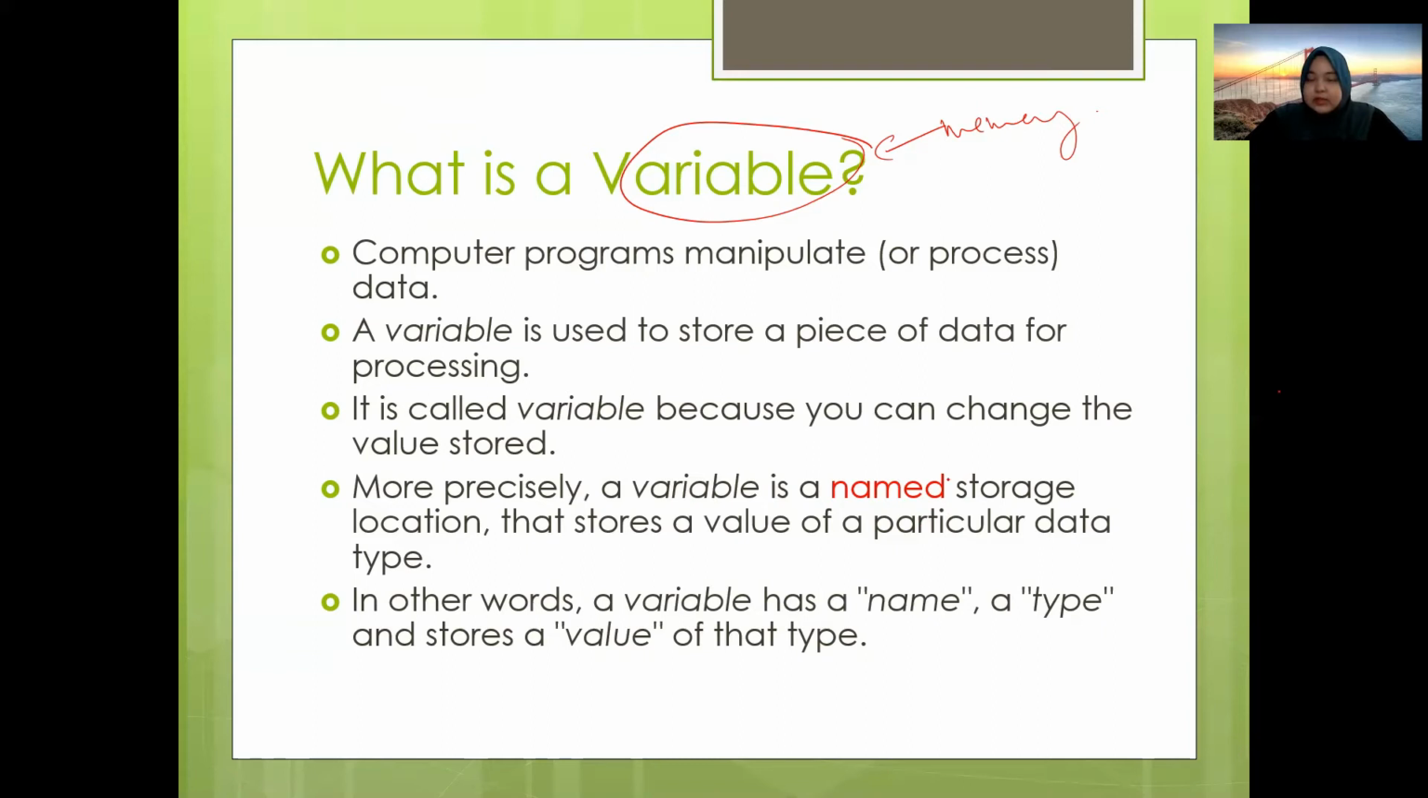More precisely, a variable is a named storage location that stores a value of a particular data type. Okay, data type ada berapa tadi saya ada terangkan chapter 1. Kita ada integer, kita ada double, kita ada float, kita ada char, character, lepas tu kita ada array of string. Tu dia. To data type. In other words, a variable has a name, a type and stores a value of that type. Okay, remember, variable is kotak, cell, it has a name, it has a type.